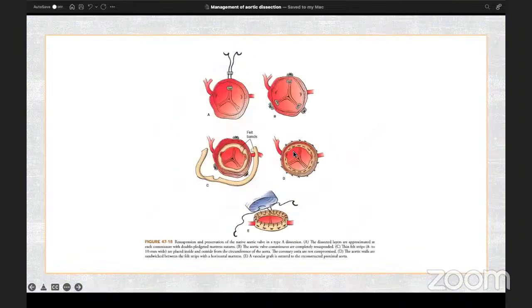This is another image for almost the same principle: resuspension of the leaflet and then creation of the new media. Here, an inner and outer layer of Teflon felt is utilized to create the new media.